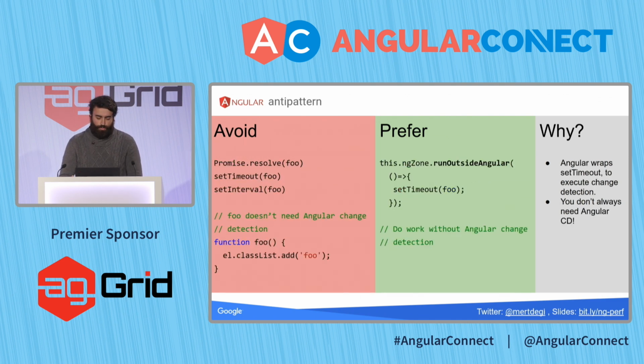In case you didn't know, some of the functions like setTimeout, setInterval, Promise.resolve, these are all wrapped in Zone.js, and when these tasks are executed, Angular runs change detection. You might not want to run change detection. So for example, if you're just mutating DOM manually, and that's what you're doing, try using runOutsideAngular to avoid Angular change detection.